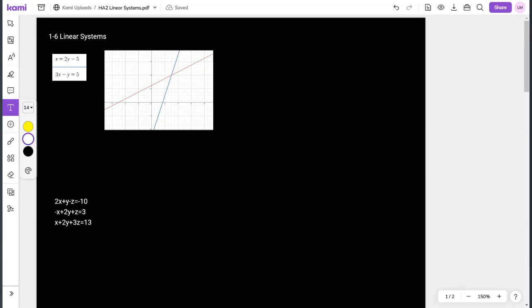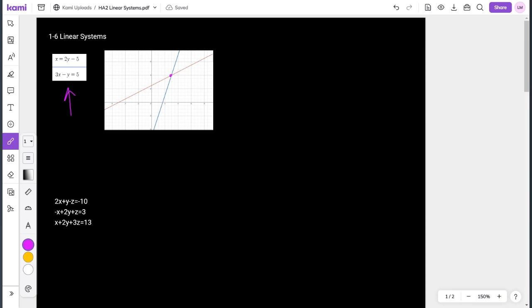Let's talk about linear systems. So we are going to look at lines that intersect and find that intersection point or verify that intersection point. So we have several ways to solve linear systems. Linear systems, again, just means one or more lines. You can see I have two lines graphed here. These are my two equations.